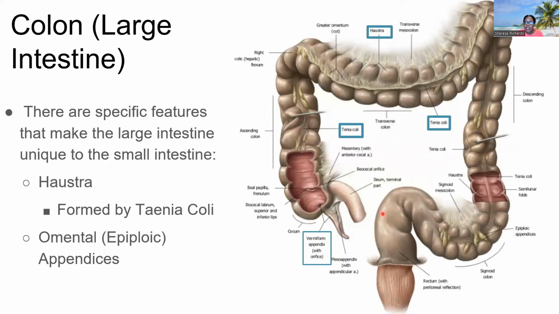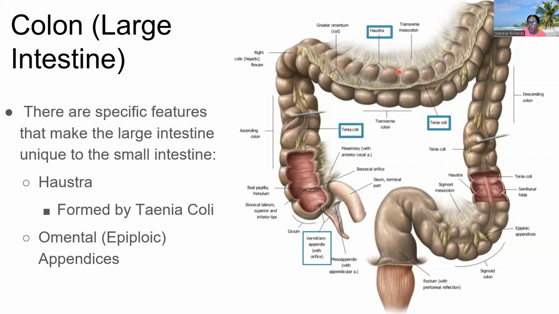If we think about some of the external features of the large intestine or the colon, there are some features that we can look at externally that help us distinguish the colon from the small intestine, for example. One is the haustra, which are the outpouchings or pockets of the outer wall of the colon.